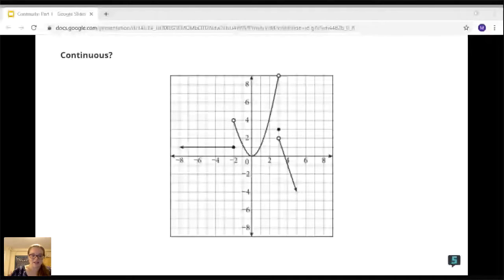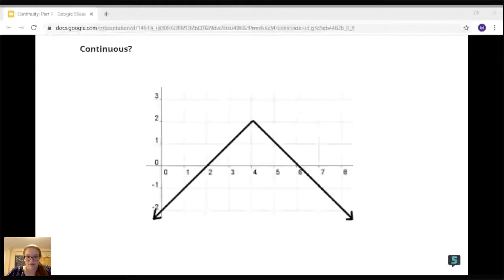All right, last graph. What do we think? Is there any point where this graph may not be continuous? Okay, so let's test out f of 4, because I see we're talking about f of 4, and that's really the point of interest here. So does f of 4 exist, and what is it? We want to know. Okay, great. So f of 4 does exist, and it is 2.